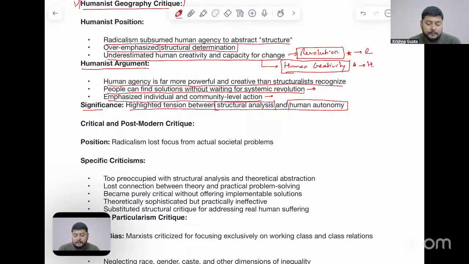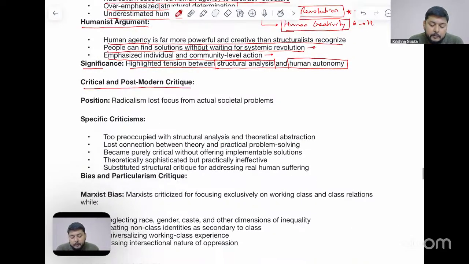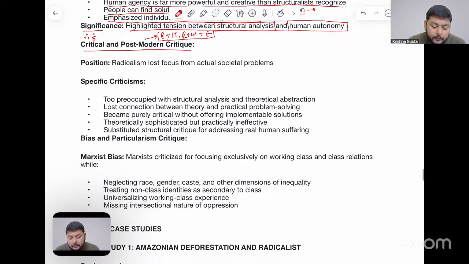Significance: heightened tension between structural analysis and human agency was seen between radicalism and the humanist approach. Then critical and postmodern critique. Postmodern, if we say that, it is behavioral plus humanist plus radical plus welfare plus environmental. So these are the parts of the postmodern here. Critical, when we talk about it, is majorly related to the feminist, and it can be related to the functionalist also.